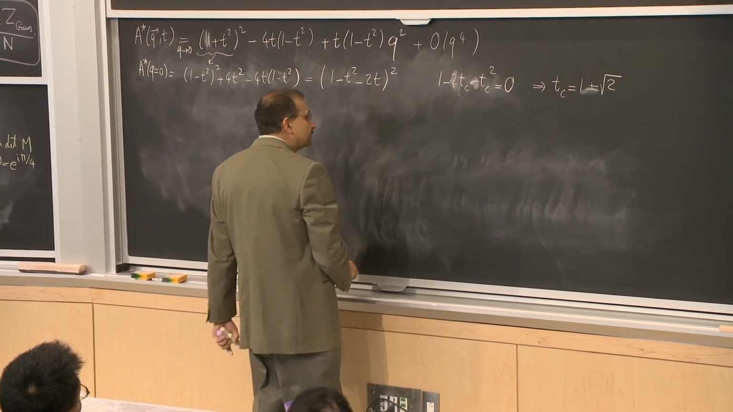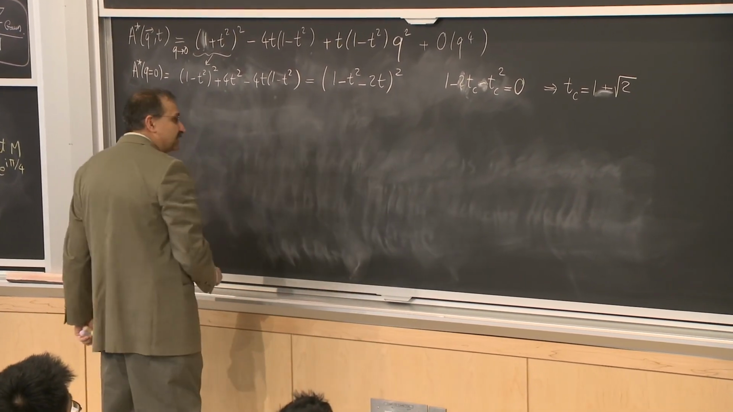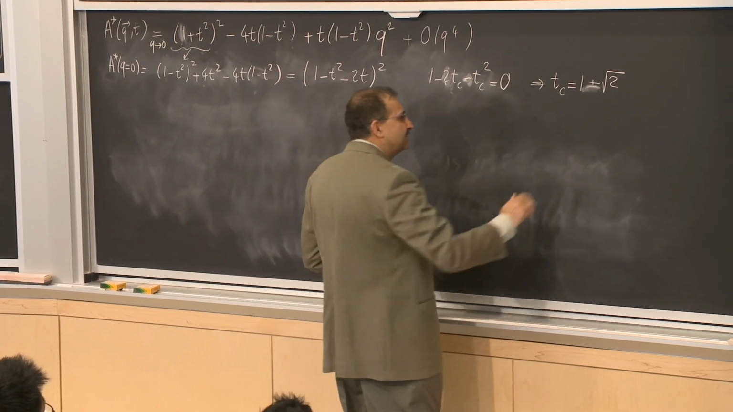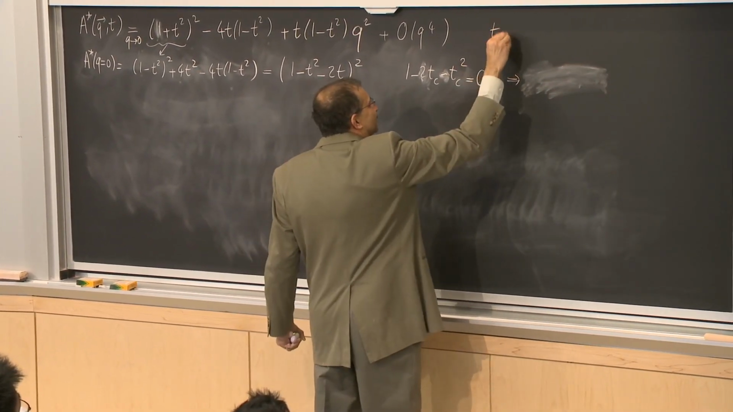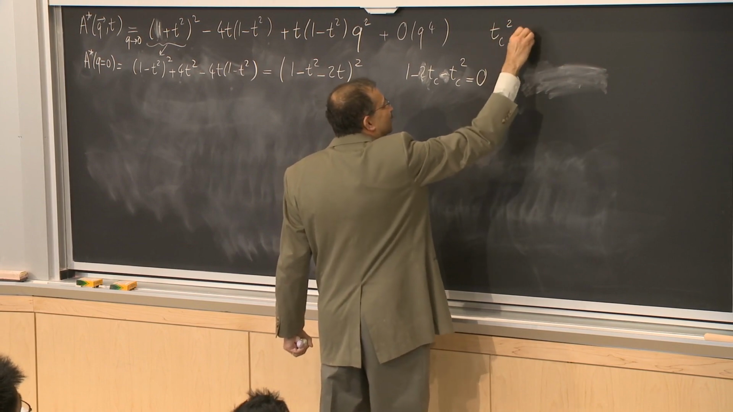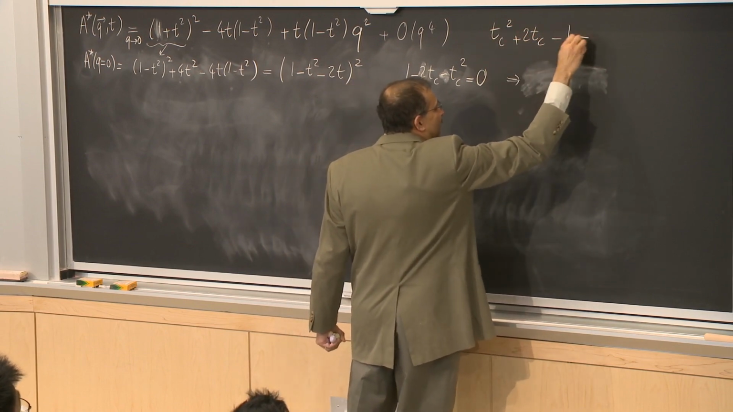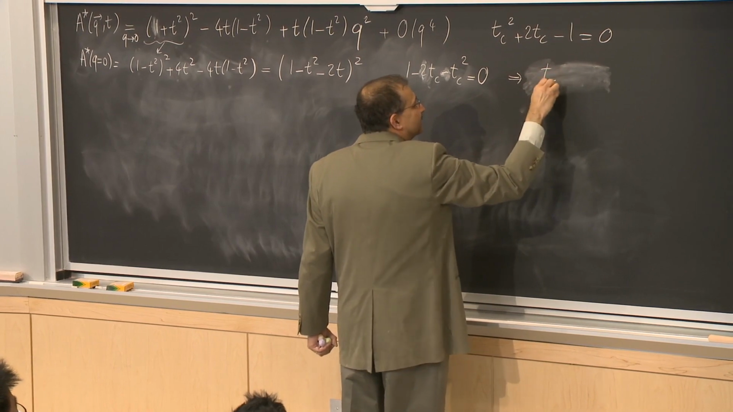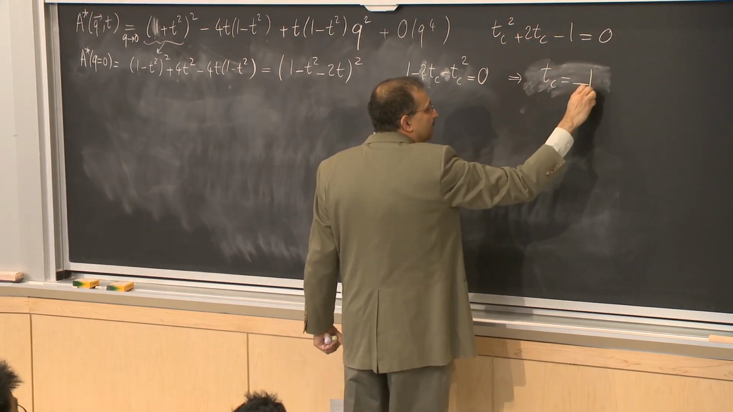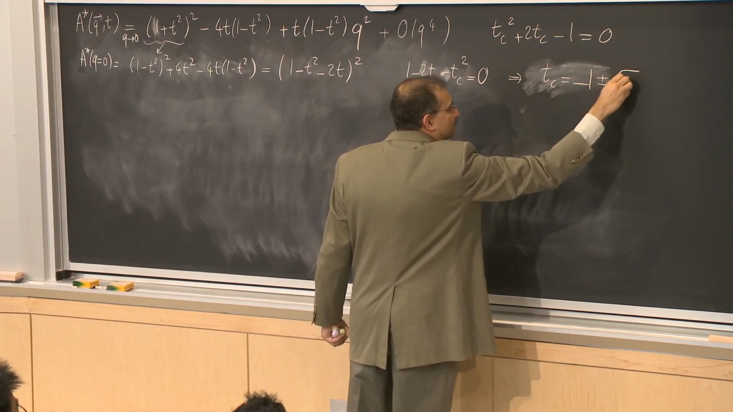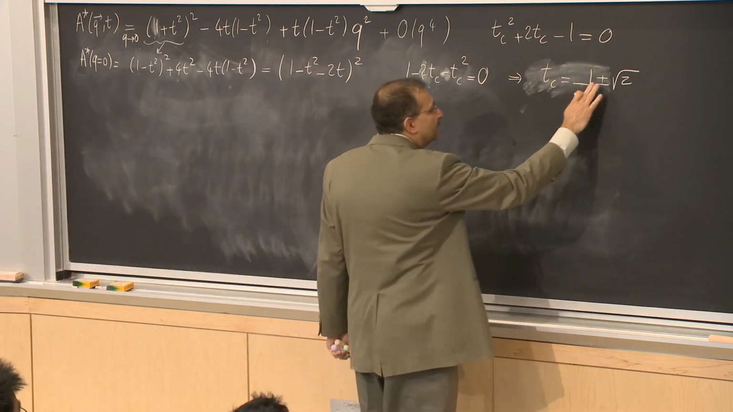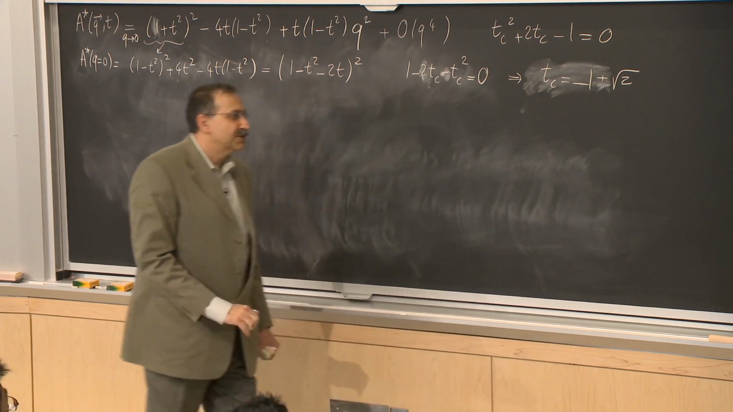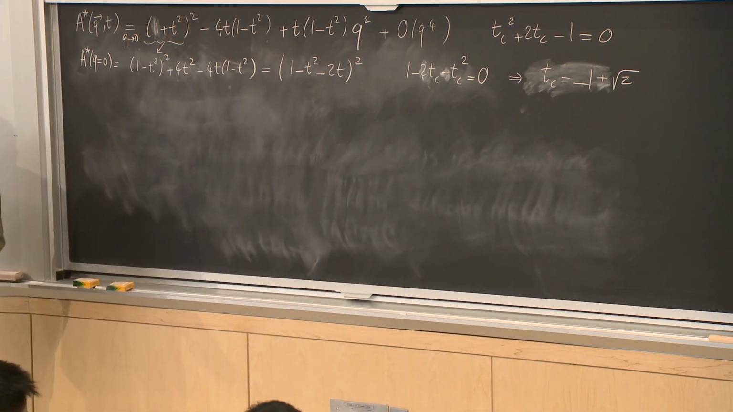Okay. I have to recast this slightly. Knowing the answer sometimes makes you go too fast. tc squared plus 2tc minus 1 equals 0. tc is minus 1 plus or minus square root of 2. The minus solution is not acceptable. The plus solution would give me root 2 minus 1.